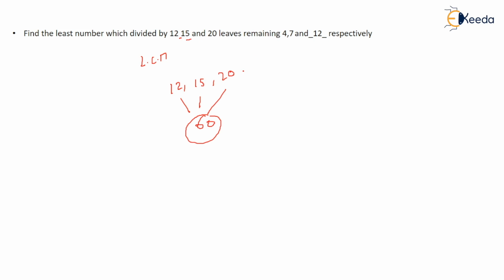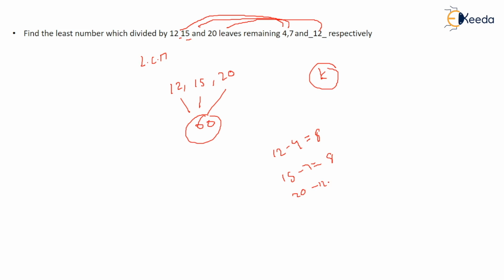So 60 is the number, and we have to find the least number. What you have to do is separate k from this. Okay, what is k? Whatever the LCM comes, you have to separate a constant, and that constant comes when you subtract each remainder from its divisor. So 12 minus 4 is 8. 15 minus 7 comes out to be 8. And 20 minus 12 comes out to be 8. So every time 8 is coming, so you have to separate 8 from 60.